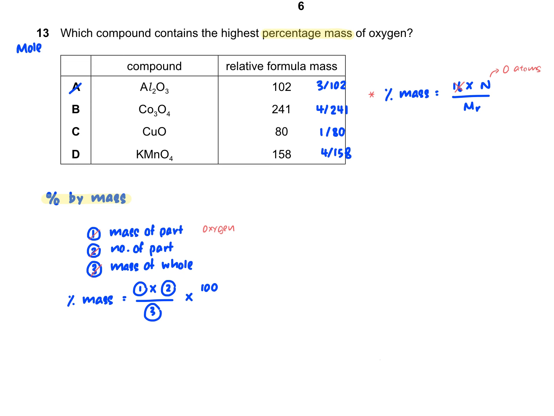Okay, so for MCQs, if you know all these little tricks, it will help you to do the question much faster. Instead of having to compute the percentage mass of oxygen in all 4 options, you just need to recognize the formula, and then from the formula you can see that N, the number of oxygen atoms over the relative formula mass, will give an indication of which percentage mass is the highest.